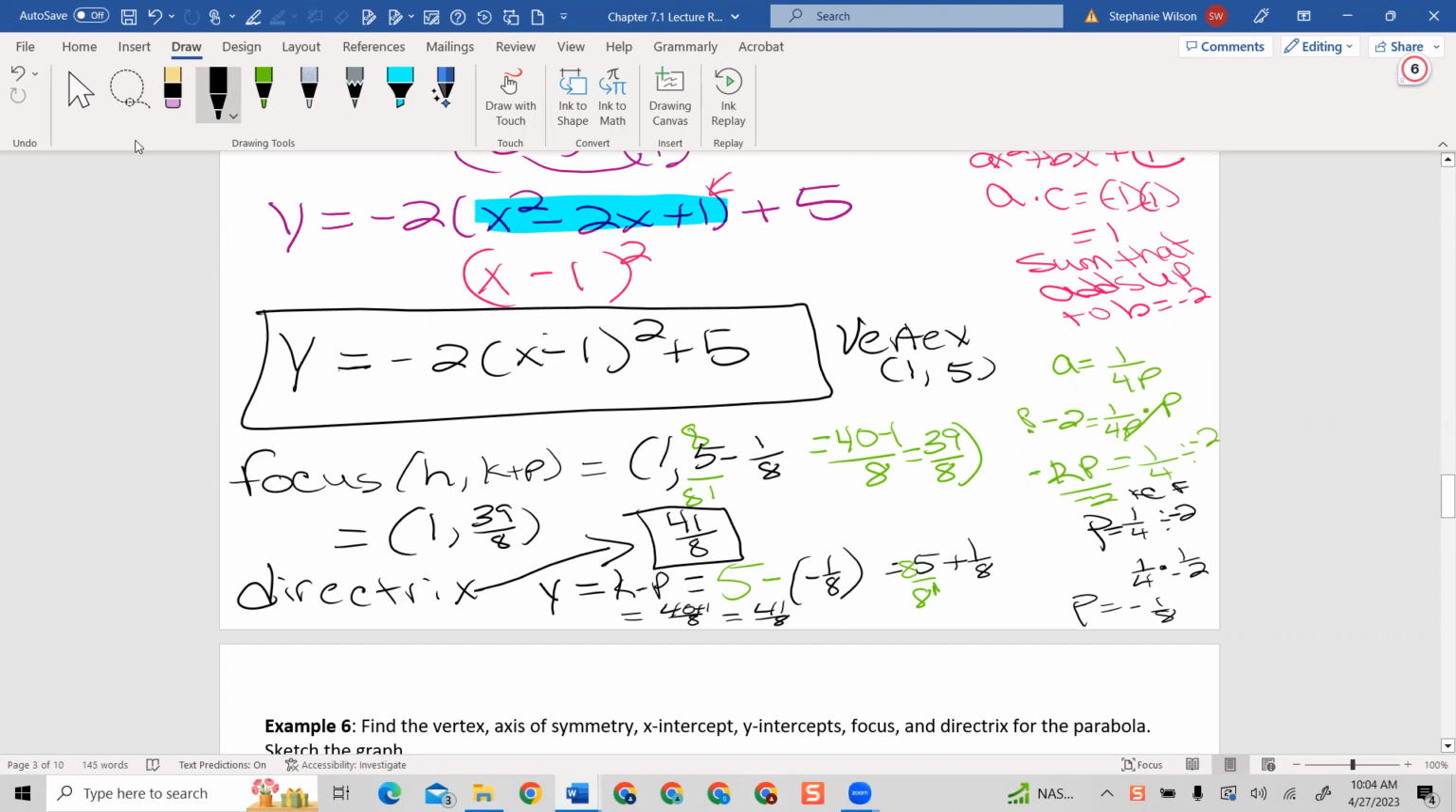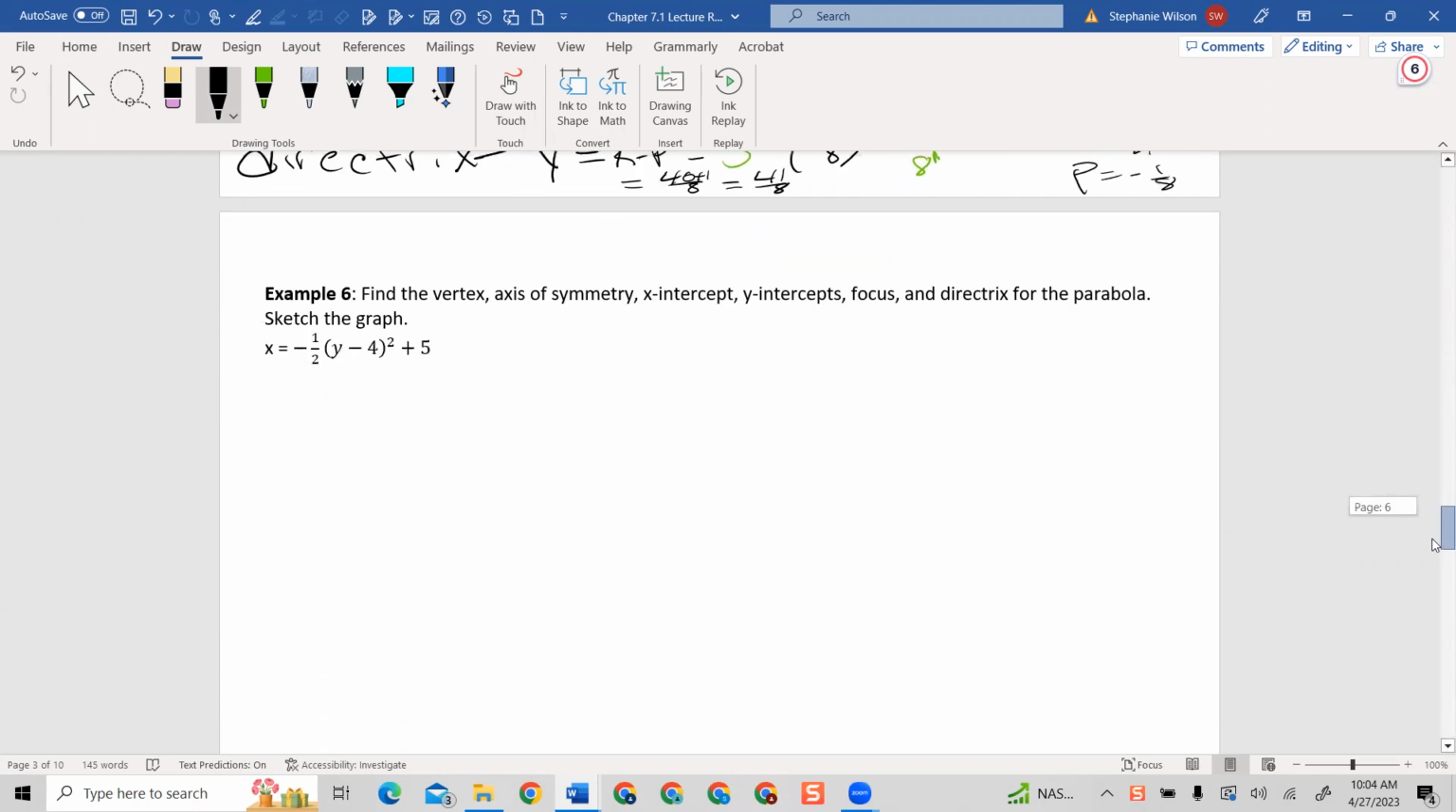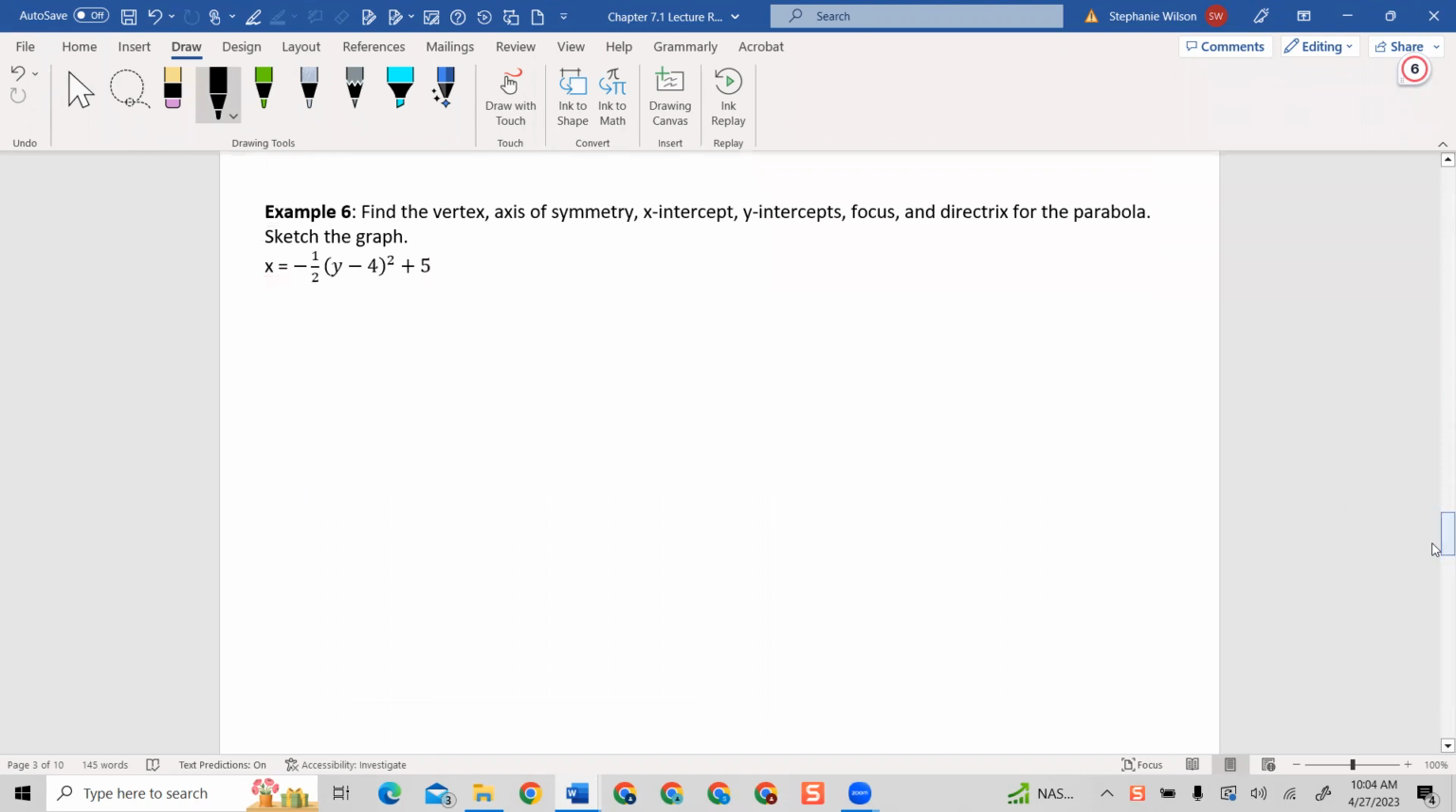Okay, now moving on. Number 6. We're going to find the vertex, the axis of symmetry, the x-intercepts, the y-intercepts, the focus, the directrix of this parabola. Look at this parabola closely, guys.